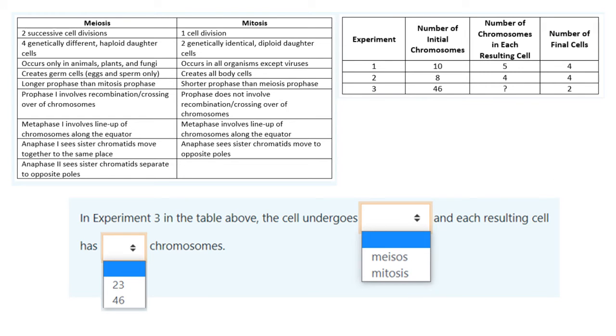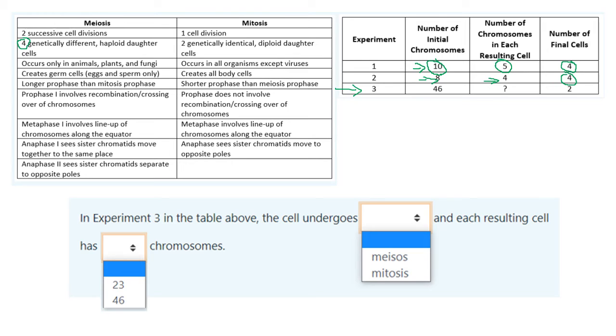In experiment number 3, the cell undergoes what? So, in the beginning, if we have 10 chromosomes, and then at the end there are only 5, there is half of the DNA. If you start with 10 and you get 5, but you get 4 daughter cells, what you're having is meiosis. So the same here. We have 8, and at the end, there is only half. There are 4, but the number of cells is 4.